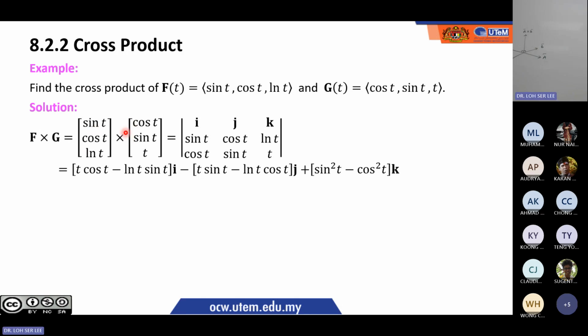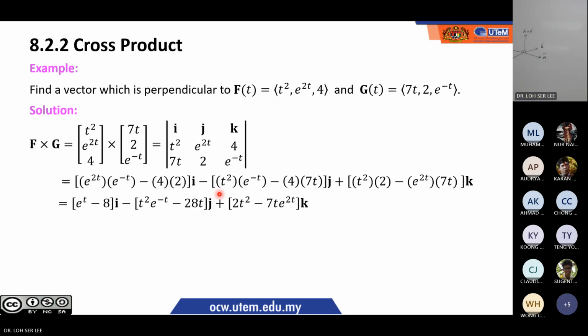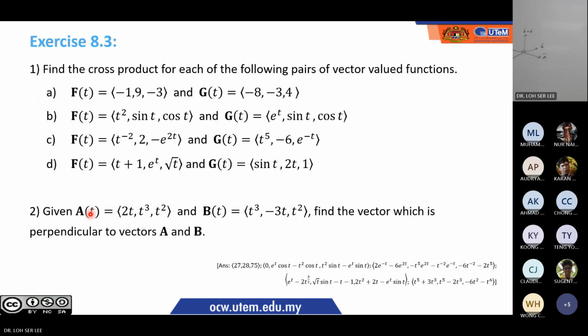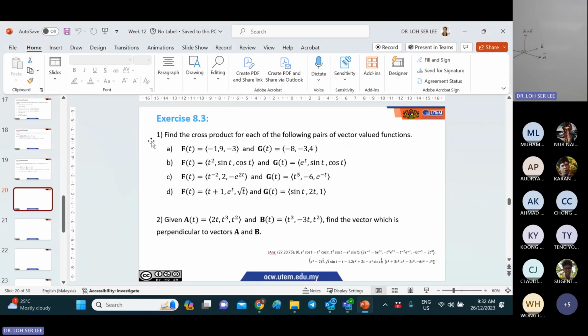Which one do you prefer, the first one or the second one? Second. If you use the second one, you list out one by one. Same goes for this one. Actually, they are the same. You just apply the way to find a 3 by 3 matrix, and you will get this.